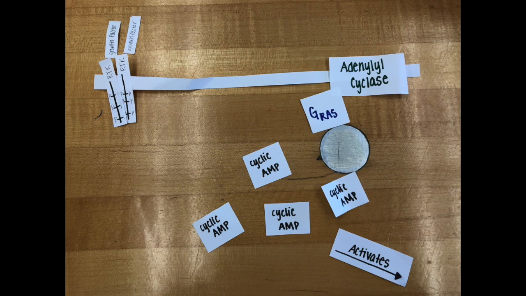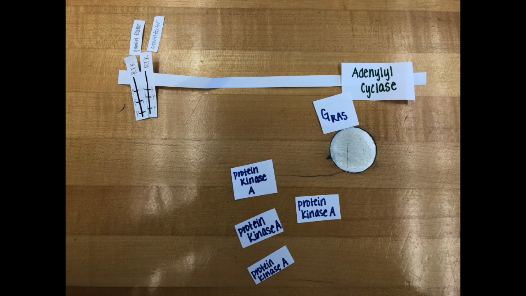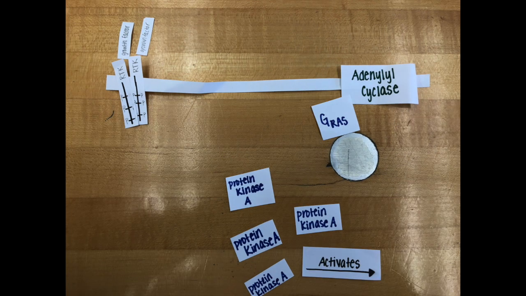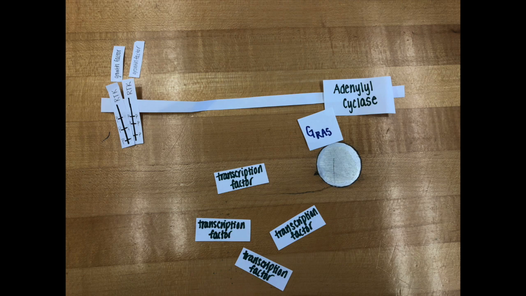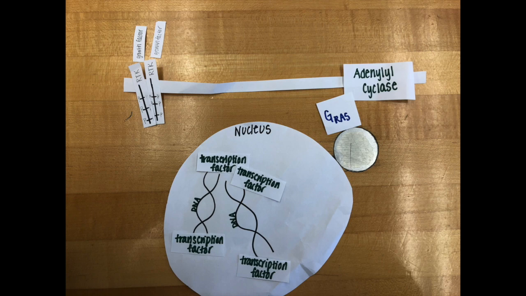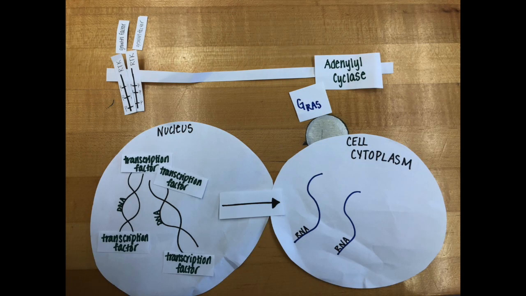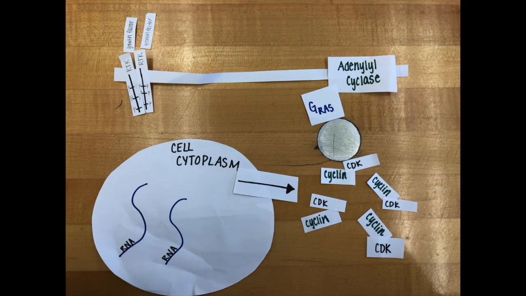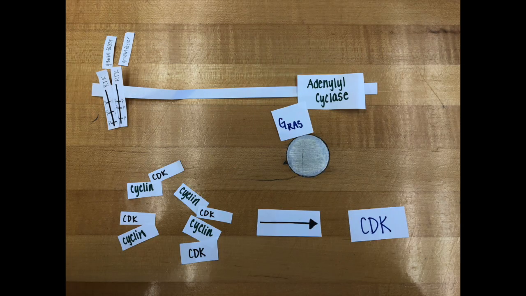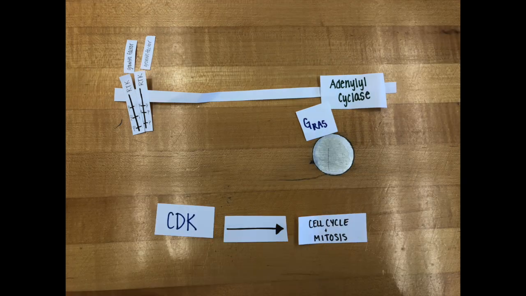That cyclic AMP activates protein kinase, which is also produced in abundance, and that protein kinase activates an abundance of transcription factors. The transcription factors enter the nucleus of the cell and attach to the DNA. The transcription factors cause the DNA to exit the nucleus and become a lot of RNA in the cytoplasm of the cell. The RNA produces an abundance of cyclin with attached CDK. The cyclin and CDK then become activated, and the cell cycle and mitosis begin, which leads to cell division.